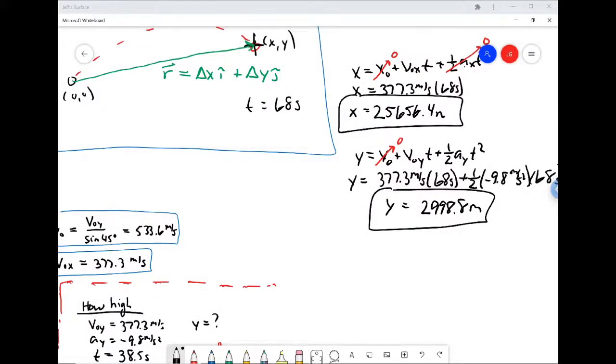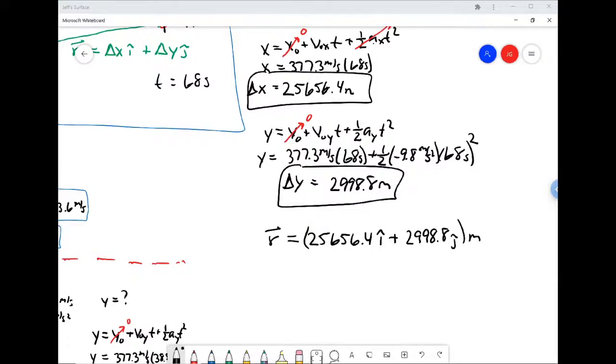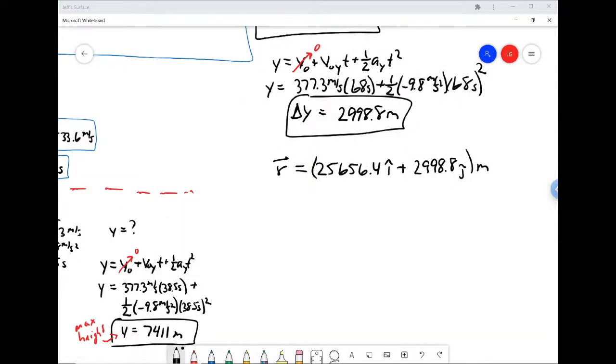Since we started at 0, the final position is the delta. It's the change in x and the change in y. So our final answer here is the displacement vector from where we started: 25,656.4 i hat plus 2,998.8 j hat meters. And I'll leave it to you to do the last piece here, but it's not so bad.